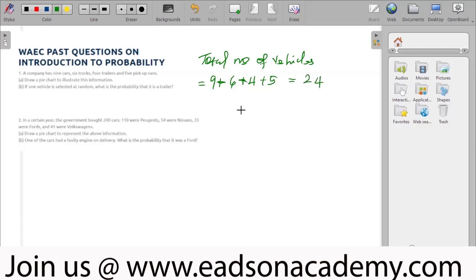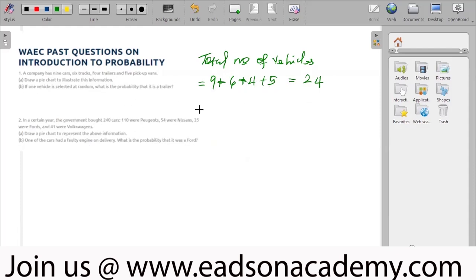We need to get the angular representation of each of these vehicles. Remember, a pie chart is a circle, and in a complete circle, the angle is 360 degrees. So we need to divide this 360 degrees according to the size of each item. To do that, we divide each item by the total, which is 24, then multiply by 360 degrees. That will give us the angular representation of each item.